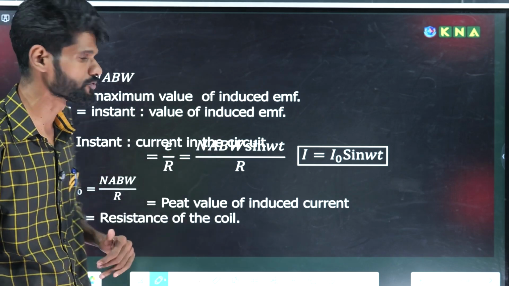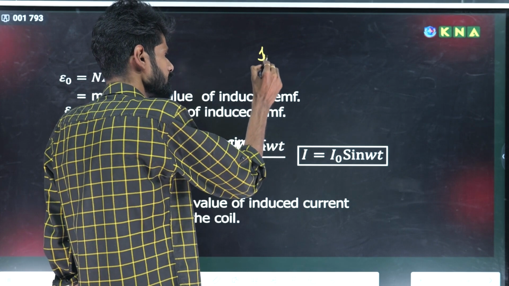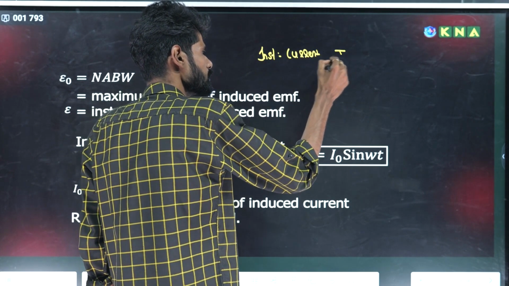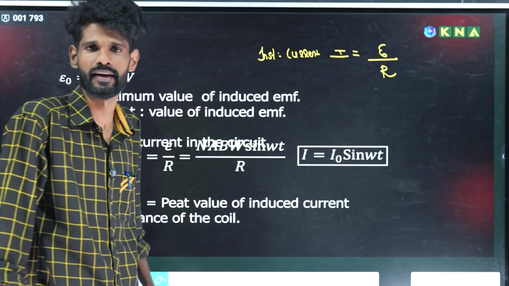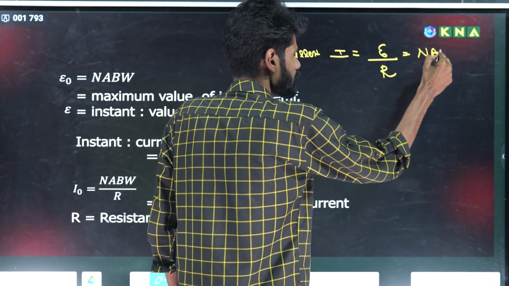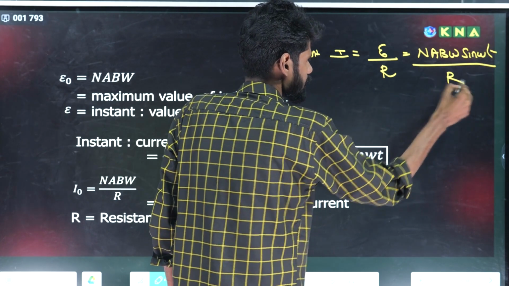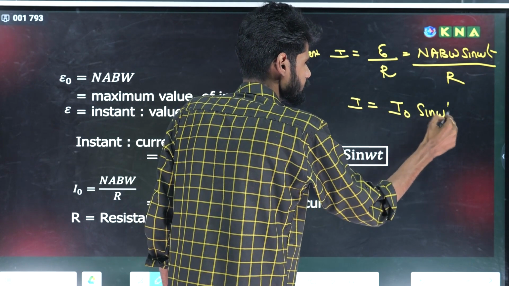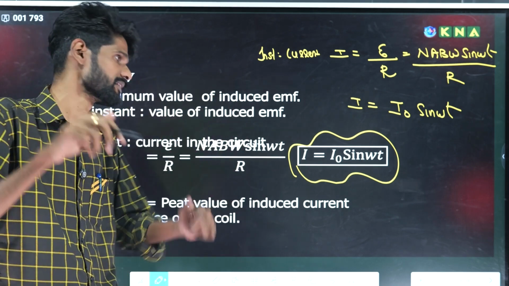So how to find the instantaneous current in the circuit? The instantaneous current in the circuit, I, is equal to the induced EMF, that is the instantaneous EMF, divided by the resistance, which is NAB omega sin omega t divided by R. So I is equal to I naught sin omega t, that is known as the instantaneous current in the circuit.